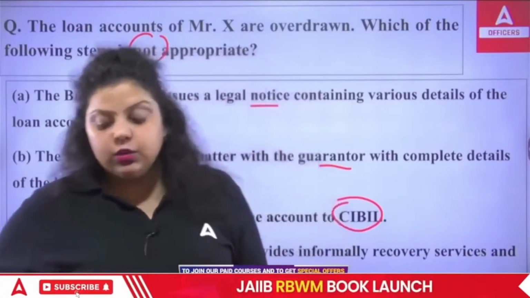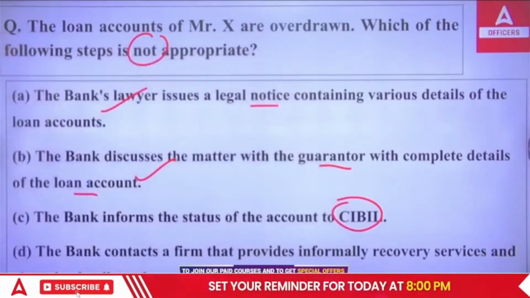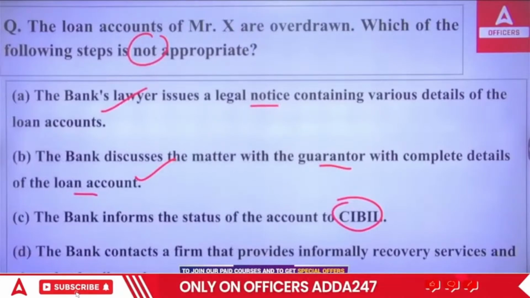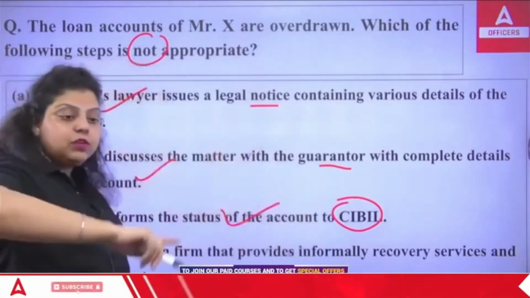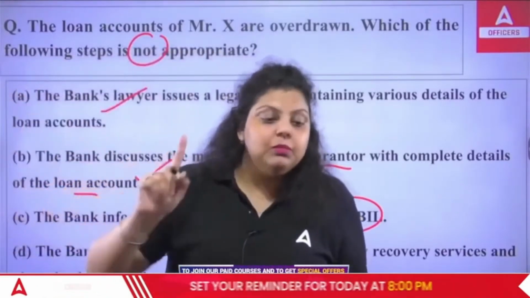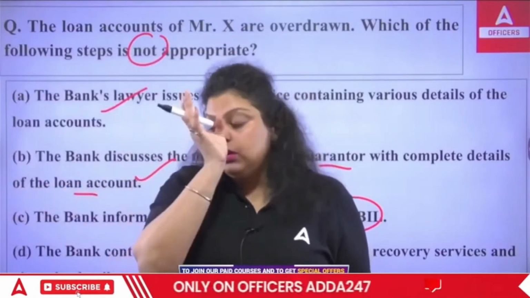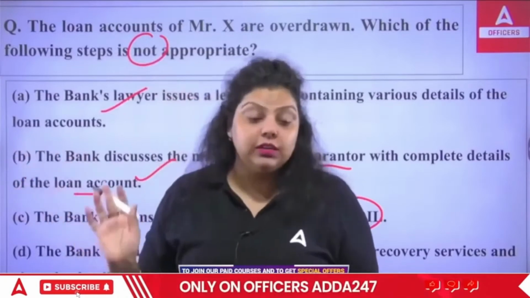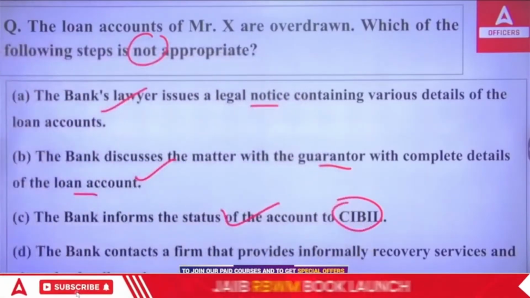Earlier it used to provide rating to the individual persons only, but now it is also providing rating to the commercial. Okay, so the bank informs the status of the account to CIBIL, obviously, so that if the customer goes to another bank and asks for a loan, CIBIL will be there to inform the bank that this customer has defaulted with another bank, so that the other bank will not approve the loan of the customer. This is also a right step.